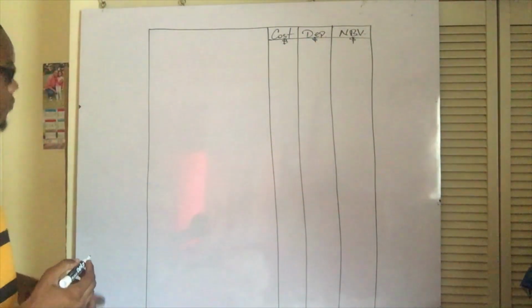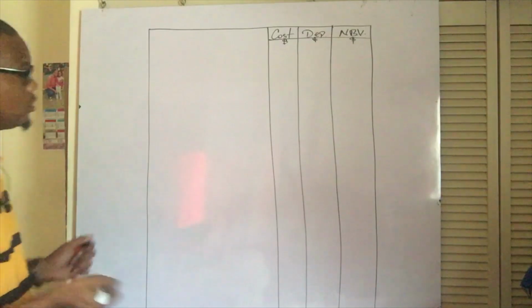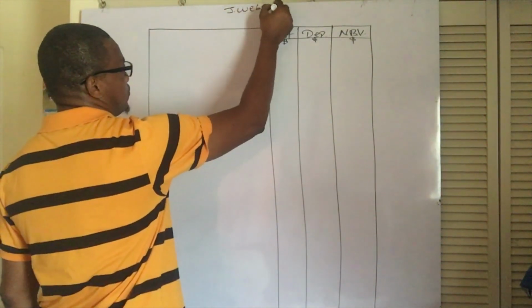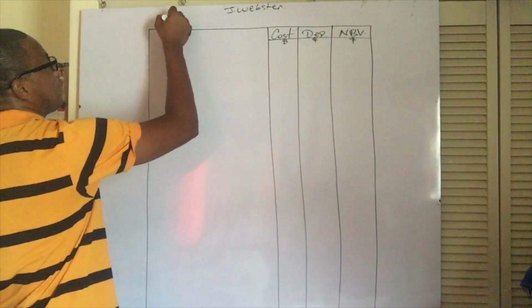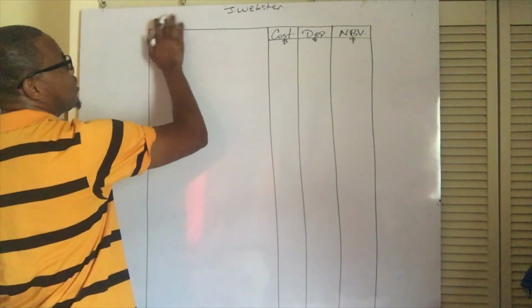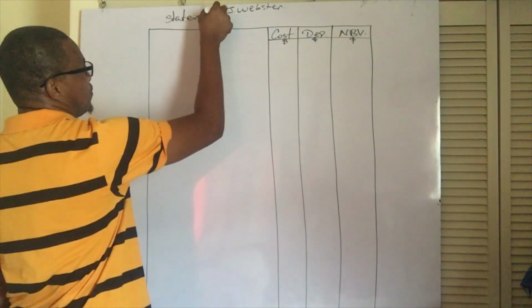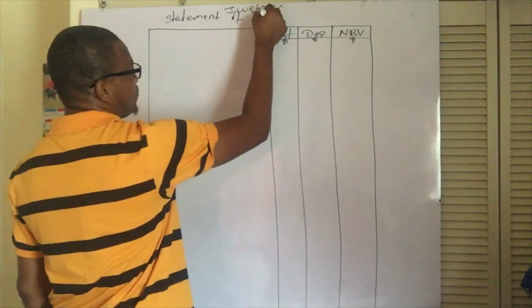All right. So we're going to do the statement of financial position now for J. Webster. You can write balance sheet or you can write statement of financial position, whichever way. But the new name is statement of financial position.